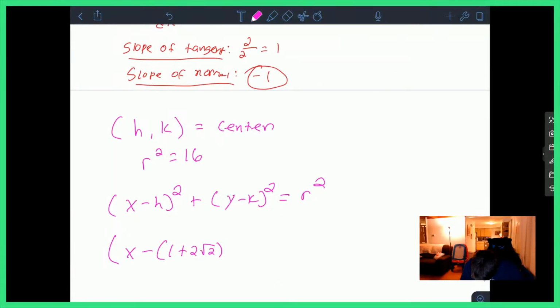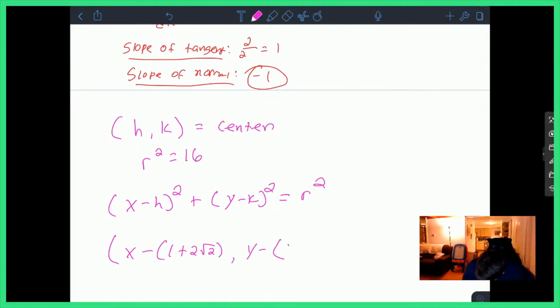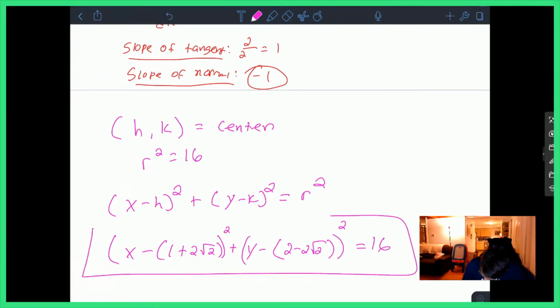And then we'll leave the parenthesis open, and then we'll do y minus, and we'll grab this, 2 minus 2 root 2. And then that is equal to, oh wait, what are we doing? I need to square them. Oops, I was thinking of a coordinate again. So this squared plus this squared equals 16. So this is the equation of one of the circles.